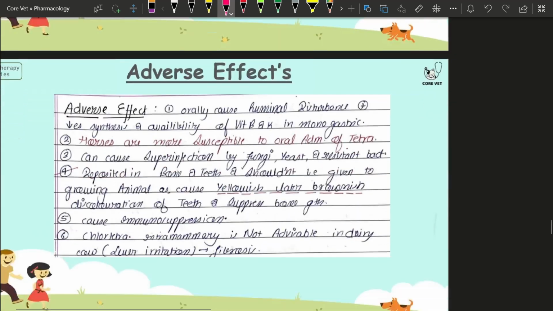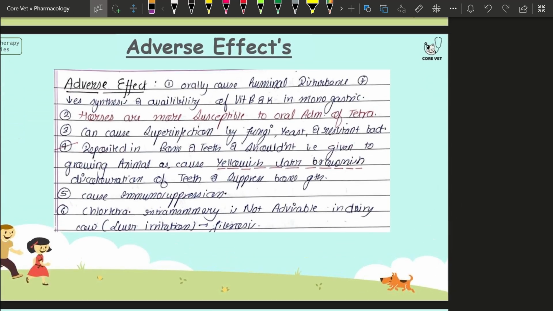So moving forward with the adverse effects, which are quite important. The adverse effects of tetracycline are also quite important, right? If any deviation is made beyond the general guideline for a certain drug, obviously it will lead to adverse effects. If I'm saying that tetracycline should not be given to ruminants orally, and you do just the opposite and give tetracycline orally to ruminants, it will obviously lead to disturbance to the ruminal microflora, right?